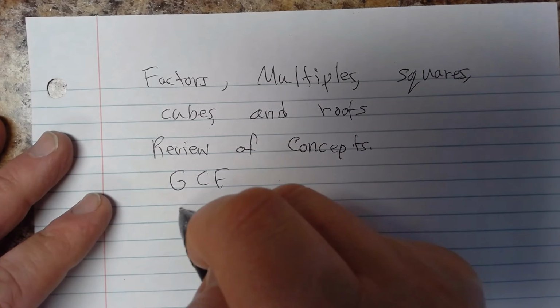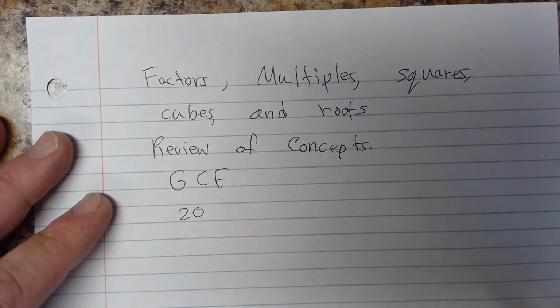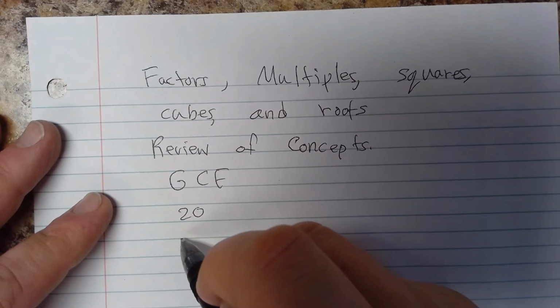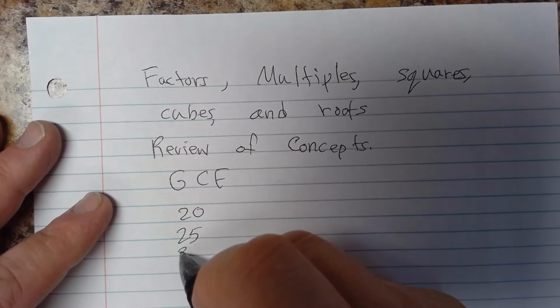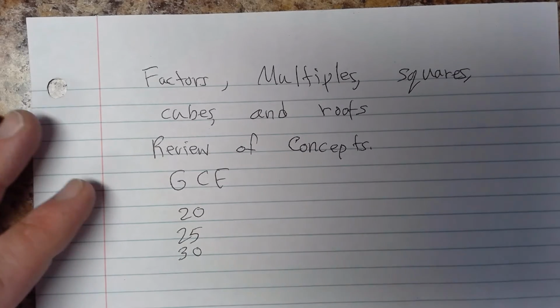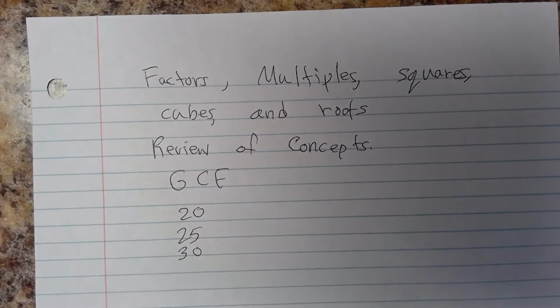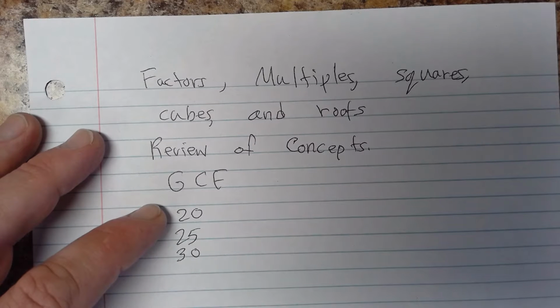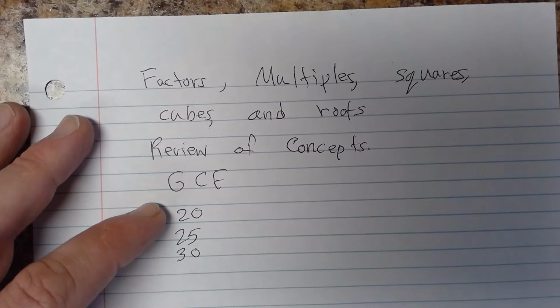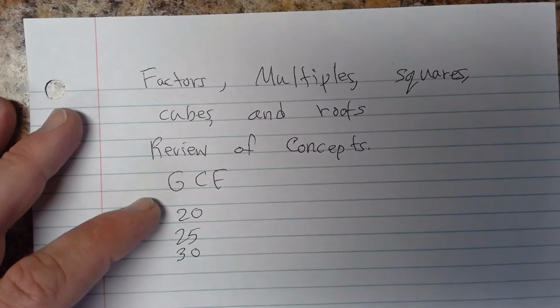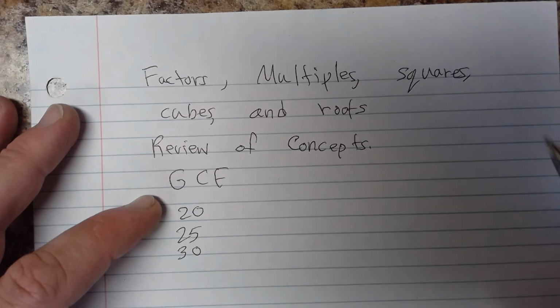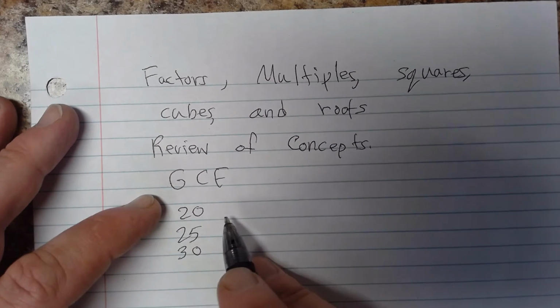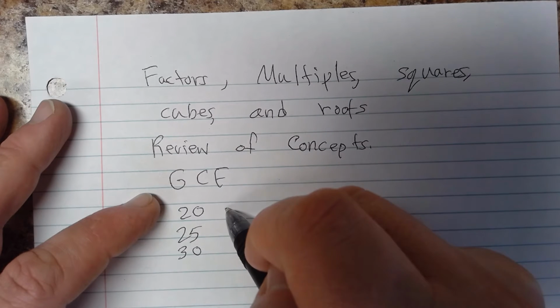And the numbers I'm going to use for examples of this are 20, 25, and 30. Factors are the numbers that multiply to make a number. For example, 4 times 5 make 20. Therefore, 4 and 5 are factors of 20. So the factors of 20, you can go in order, right? You can do them in pairs.